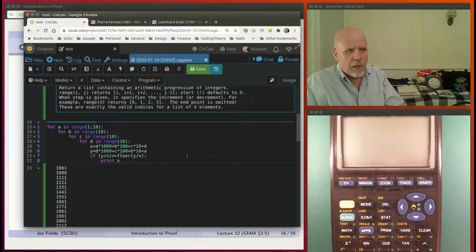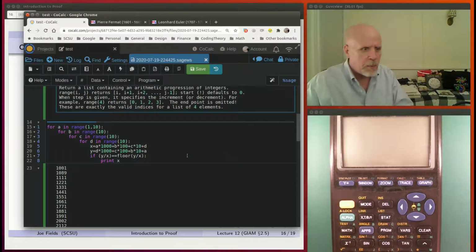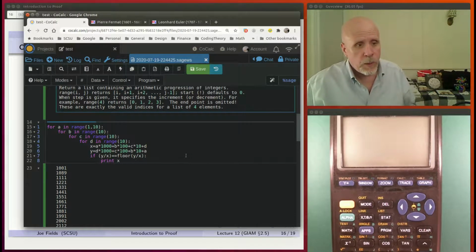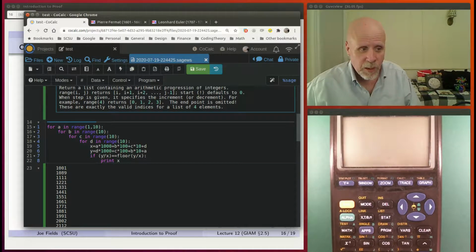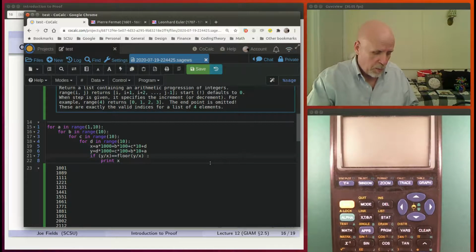Well, we made progress. It's not printing everything now, but it is printing a lot of things that are palindromic. And those are trivial cases. We didn't really want that. How can we prevent the palindromic ones from getting printed? Well, if the reversal is the same as x, then this number that we're looking at is equal to 1, and then the floor of it is equal to 1.